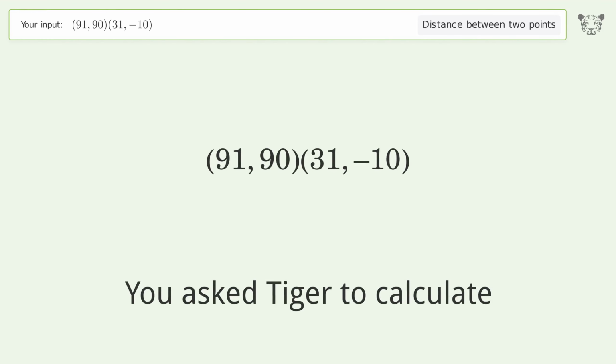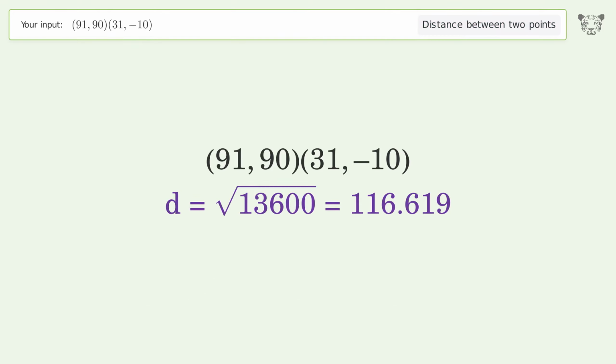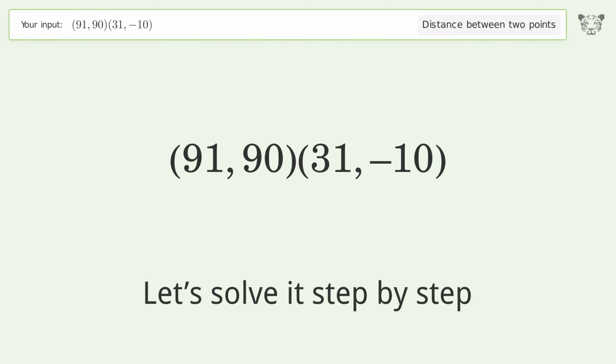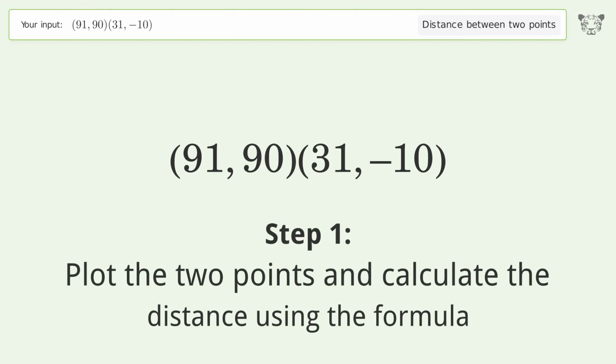You ask Tiger to calculate. This deals with the distance between 2 points. The distance between the 2 points is the square root of 13,600, or 116.619. Let's solve it step by step. Plot the 2 points and calculate the distance using the formula.